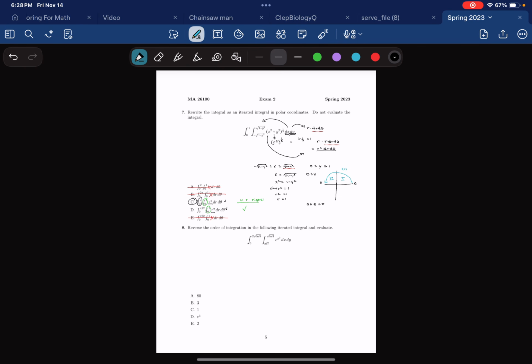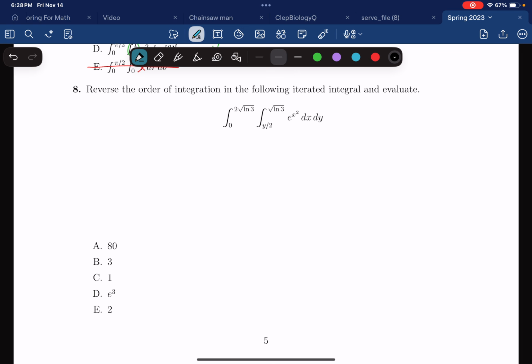Okay, number 8. Reverse the order of integration in the following iterated integral and evaluate. You know how we got to start these? We got to draw. Okay, so this goes dx dy, and in this case, dx goes from 1/2 y to the square root of natural log of 3. So 1/2 y would look something like this. This would be x equals 1/2 y.